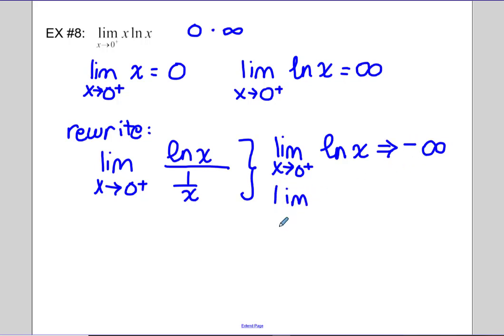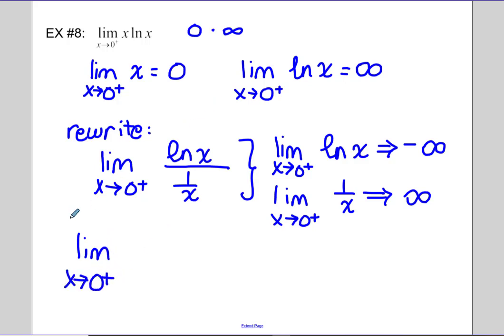And the limit as x approaches 0 for 1 over x is also going to lead us to infinity. So we have infinity divided by infinity. That's case 1. And we're going to go back and use L'Hopital's rule now. So applying L'Hopital's rule applies since we had case 1 over here.